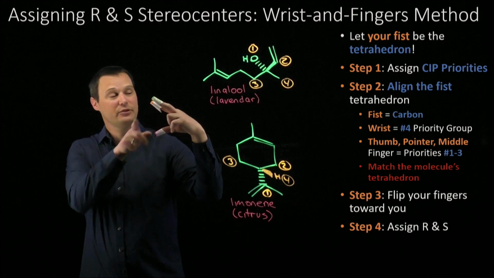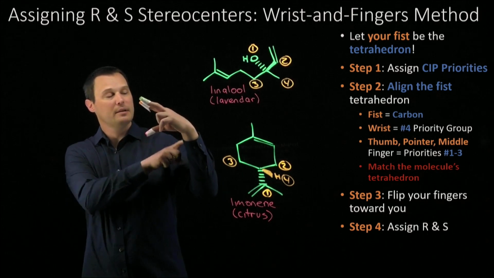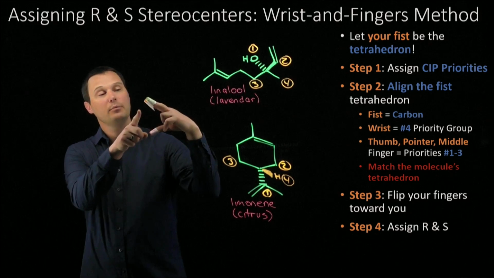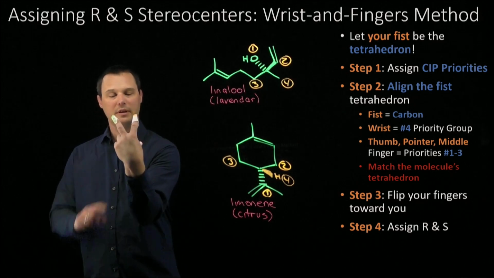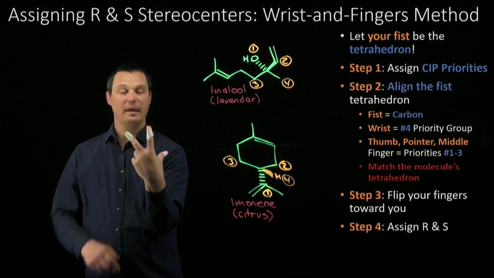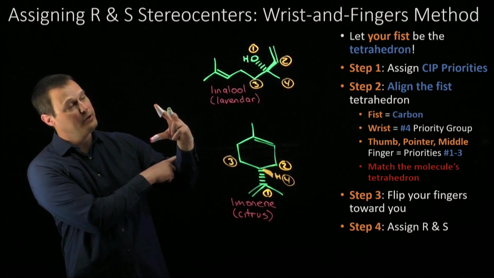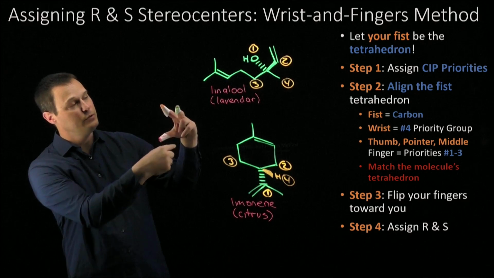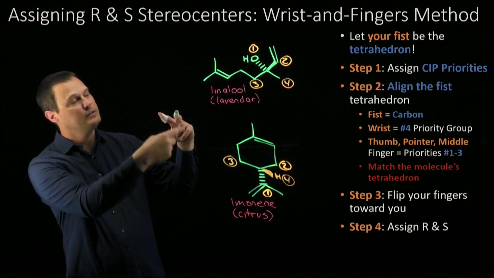Notice how you can see the tetrahedron built in here. The fist is the carbon atom, with the wrist and the thumb as the 2 in the plane groups. The middle finger points towards you, and the pointer finger points away from you. Next, we flip our wrist towards ourselves so that number 4 points away from you. Then, we draw the circle from 1 to 2 to 3. From your perspective, with the number 4 group pointed away from you, we will go from 1 to 2 to 3. That's a clockwise circle, meaning the stereocenter in linalool is an R stereocenter.